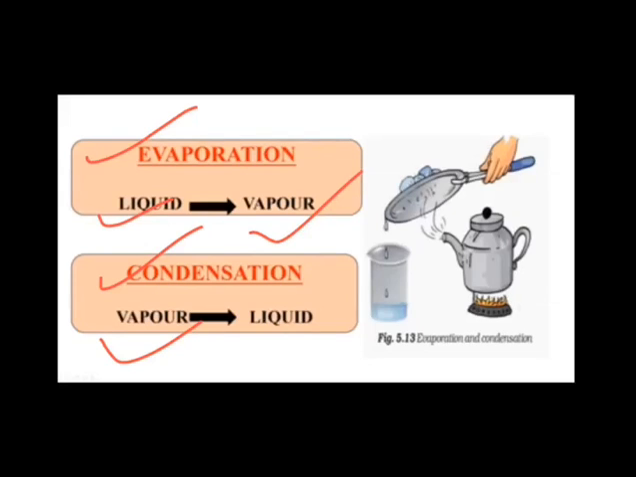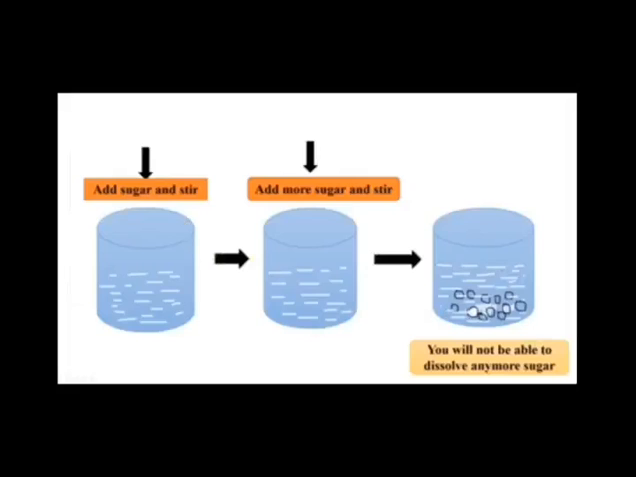So now you have to do an activity for me. You have to take a beaker, put some water in it, and add some sugar in it and stir it continuously. After dissolving, add some more sugar and try to dissolve it. After some time you will notice that when you add sugar again, you will not be able to dissolve any more sugar. And the crystals of sugar will settle down at the bottom of the container. Okay.